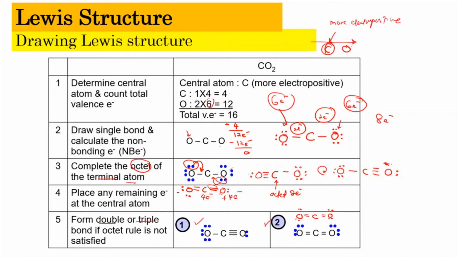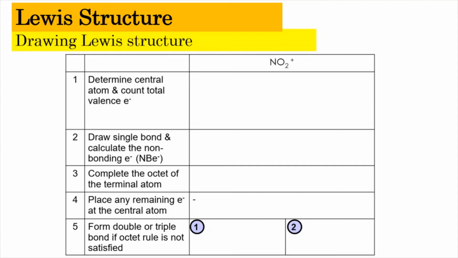Alright, now let us look into the next example, which is the NO2 plus. So similarly for NO2 plus, we need to determine the central atom. So we have our nitrogen and then we have our oxygen here. So nitrogen is in group 15 and our oxygen is in group 16. So across a period, the electronegativity increases. So this one is more electronegative, and hence, this one is more electropositive. So the nitrogen is going to be the central atom.